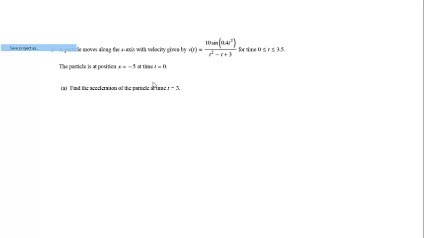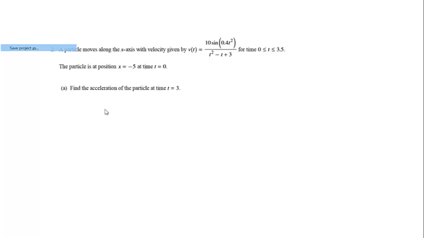All right, problem number 2. This is a calculator problem once again. A particle moves along the x-axis with velocity given by v of t equals 10 sine of 0.4 t squared all over t squared minus t plus 3 for the time from 0 to 3.5. The particle is at position x equals -5 at time t equals 0.